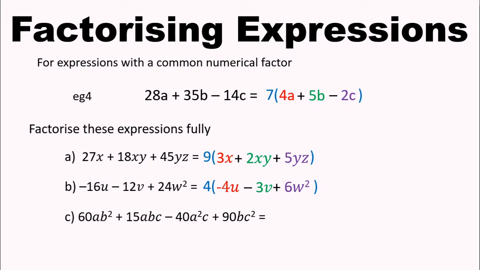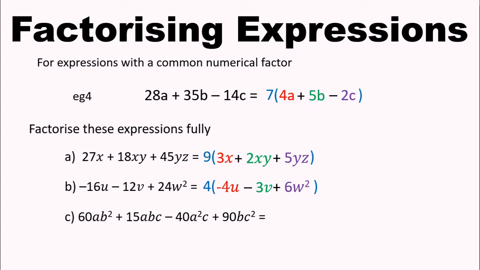Again, we do our check. We had 3 terms in the original expression. We have 3 terms inside the brackets. If we multiply this out, 4 times negative 4u would be negative 16u. 4 times negative 3v would make negative 12v. 4 times 6w squared makes 24w squared. And negative 4u, negative 3v, and positive 6w squared don't have any common factors apart from 1.